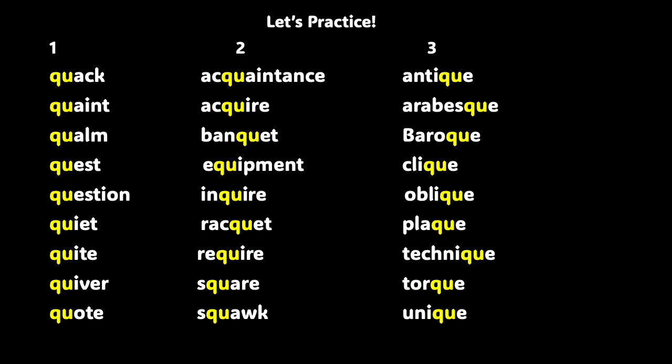All of these words end in Q-U-E. Let's say the words together. Antique, arabesque, baroque, click, oblique, plaque, technique, torque, and unique. Bravo! We're going to continue with a little comprehension activity. Stay tuned.